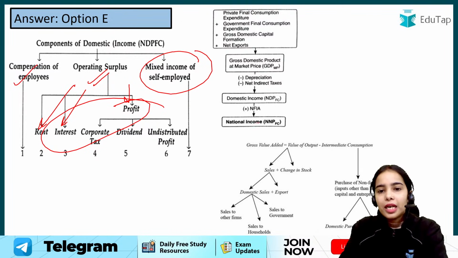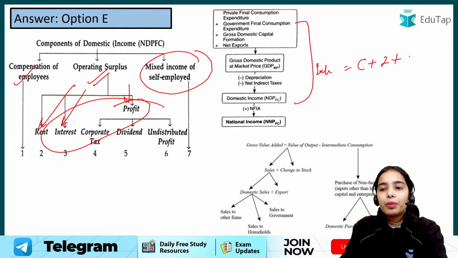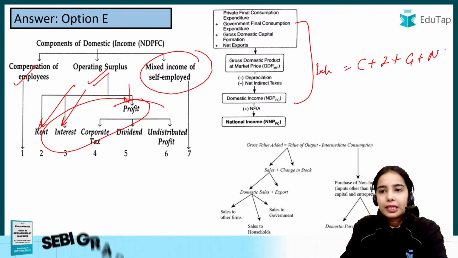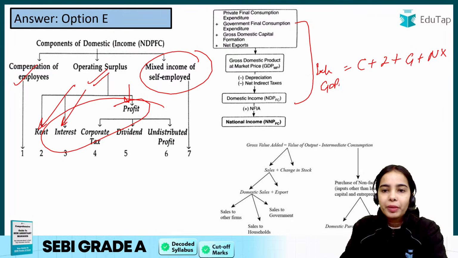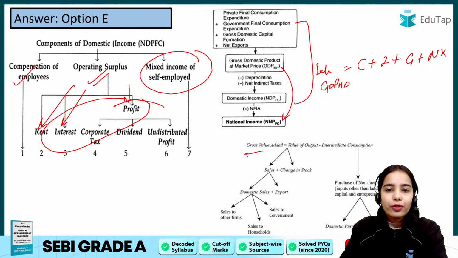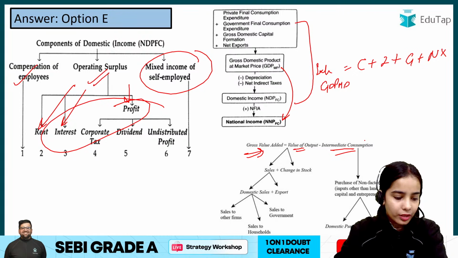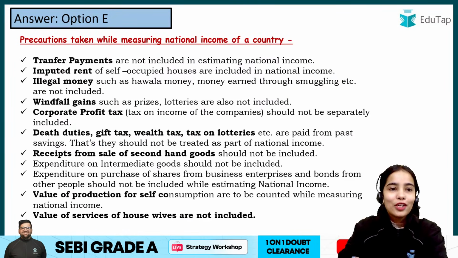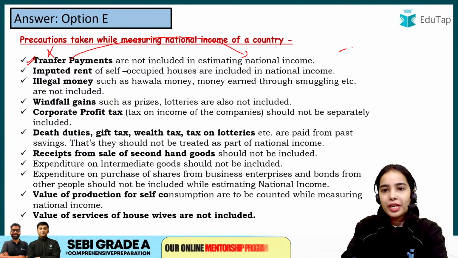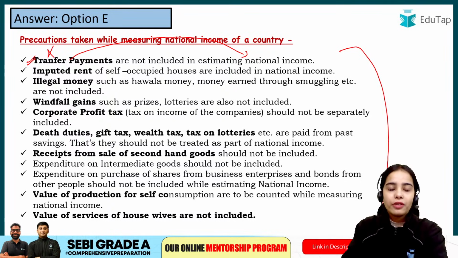This is the idea. As well as we have the expenditure method also, in which we add consumption plus investment expenditure plus government expenditure plus net exports to calculate GDP at MP, and then we can convert it into national income. Then we have gross value added method, value of output minus intermediate consumption. So all of this, like transfer payments, are not included in the national income, and you can read the rest, that which is included, which is not included.